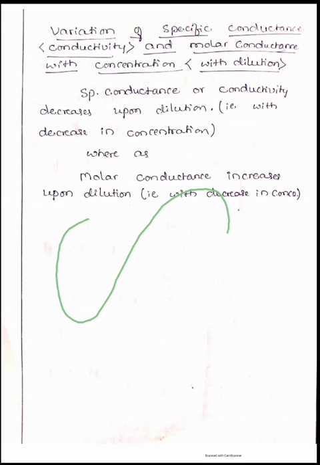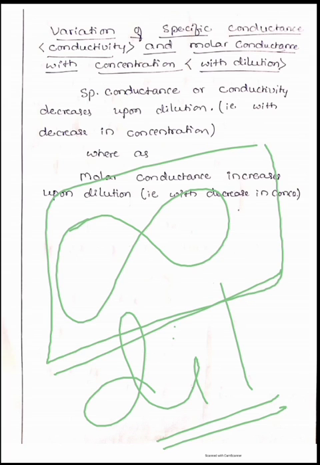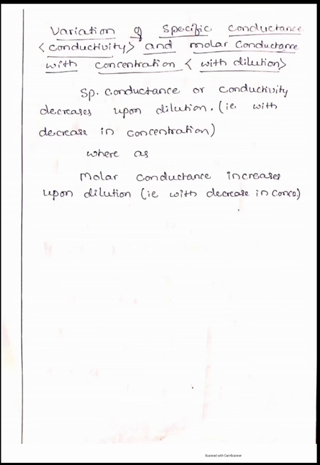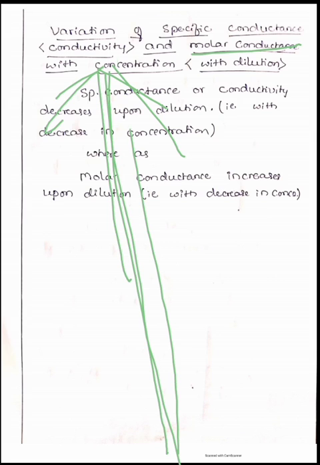Infinite dilution means we are adding a very high volume of water into the solution, so that the dilution can be taken as infinite dilution. That means the concentration of the solution becomes very low. Almost the concentration of the solution becomes equal to 0 upon infinite dilution. Under that condition, the molar conductance of the solution becomes very high.